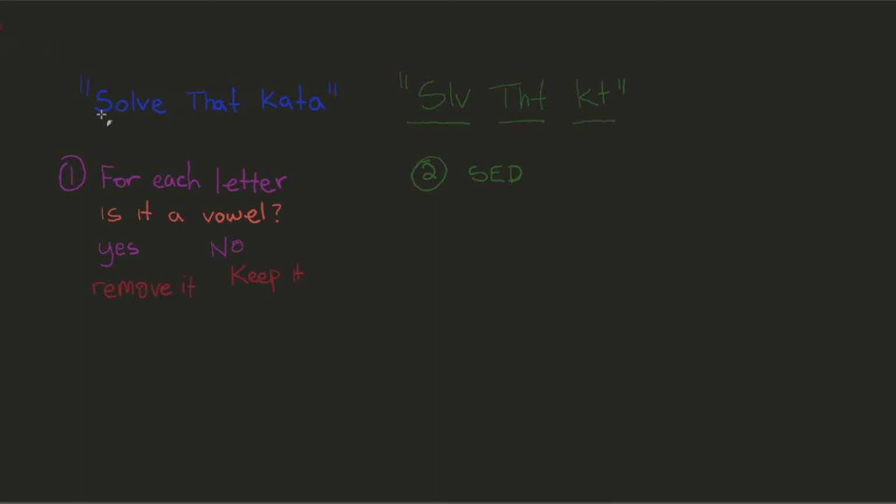All right, so if we were given this string, solve that kata, we would want to have this, solve that should. And the reason, obviously, is that we are removing the vowels. So we're just kind of getting rid of anything that would be like a vowel, and we are left with SLVTHTKT, which matches this string here. Very cool.